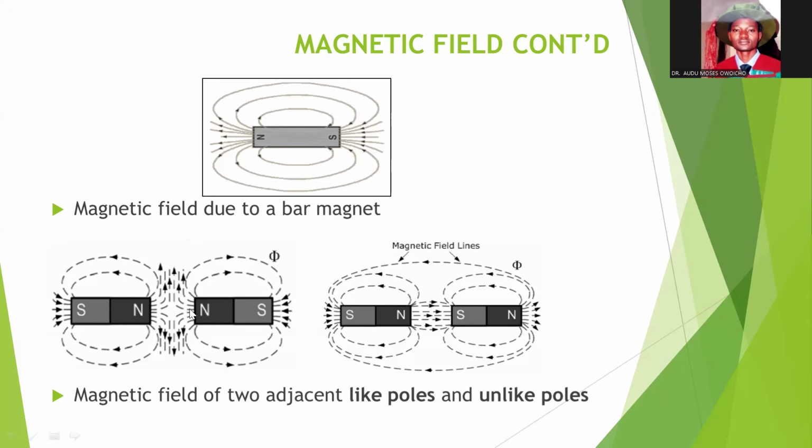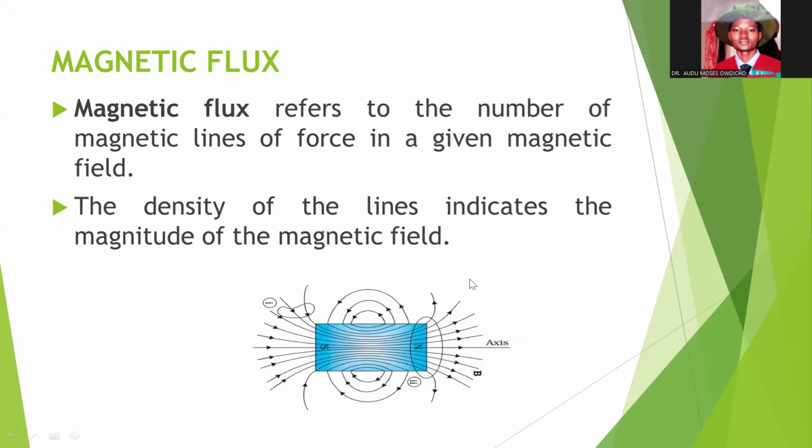As we can see here, these are two bar magnets adjacent to each other. North-north, they repel based on the law of magnetism. North-south, you see the attraction based on the law of magnetism. So these are magnetic fields created by two bar magnets adjacent to each other. These are magnetic lines of force.